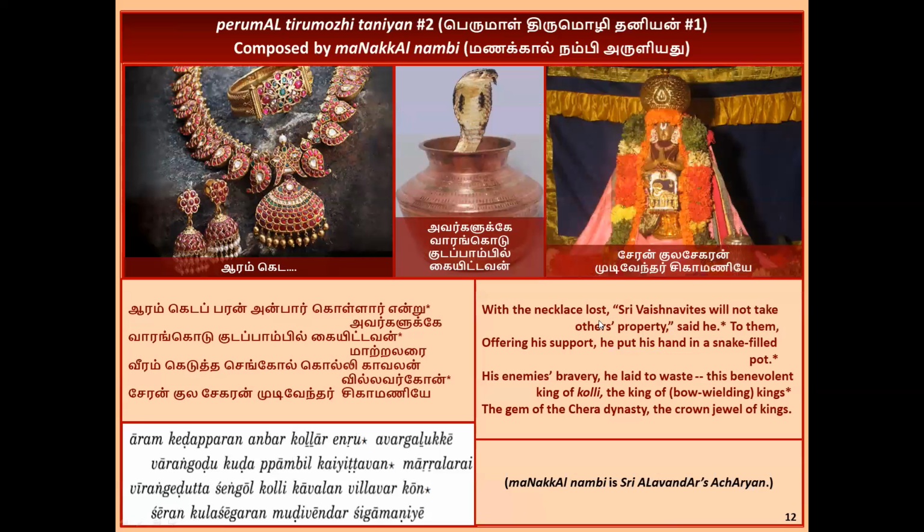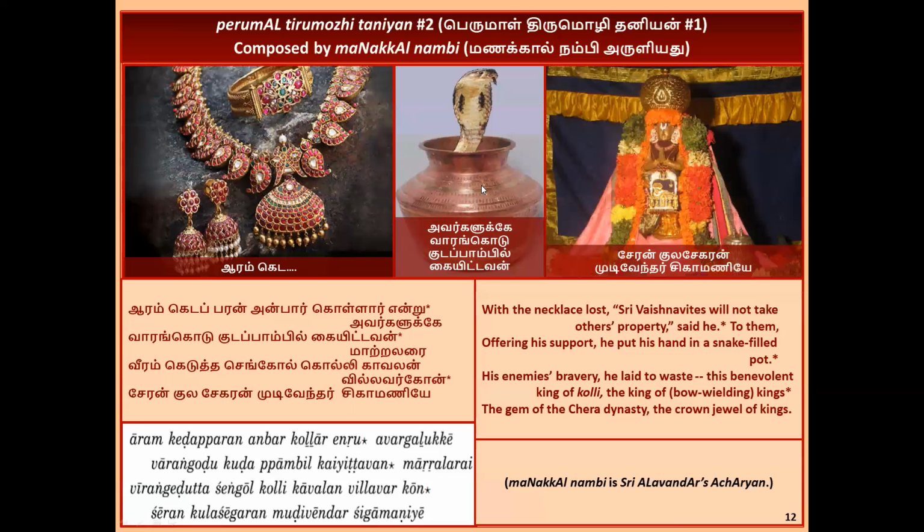There's no way that the Sri Vaishnavites will ever take others' property. In fact, he says Sri Vaishnavites will not take others' property. And not only that, to prove that point, what he did was he took a kudam. Kudam means a pot like this, a metallic pot like this, and he put a venomous snake in it. So he put that pambu in that kudam, and he said, I'm going to put my hand in this kudam, in this pot, and if it is true that the Bhagavatas stole this necklace, let this snake bite me to death. And so he put his hand inside that kudam, inside that pot.